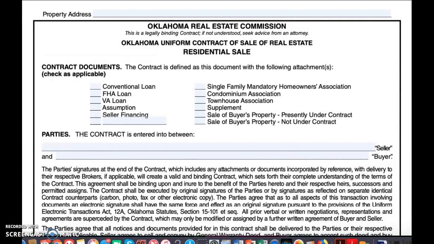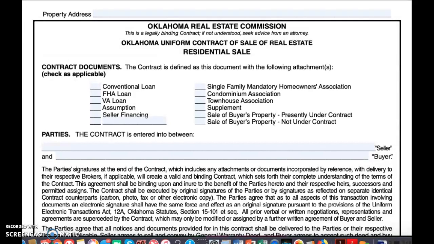Here is the Oklahoma Real Estate Commission's uniform contract of sale of real estate for residential sales. At the top, there's the property address, and then we start with the form header, Oklahoma Real Estate Commission. This is a legally binding contract. If not understood, seek advice from an attorney. The header is Oklahoma Uniform Contract of Sale of Real Estate, Residential Sale.